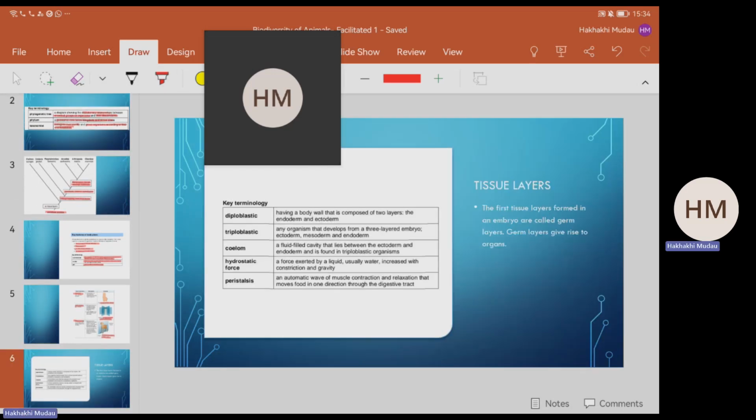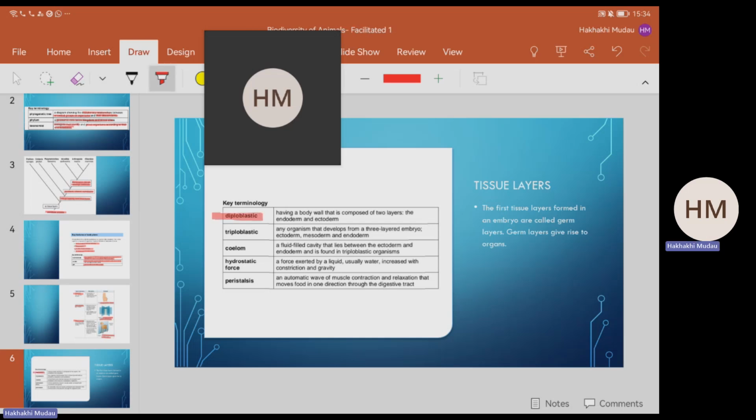And then we want to look at tissue layers. The tissue layers that develop from an embryo are called germ layers, right? And germ layers are the ones that give rise to the organs. Once an organism has two germ layers, for example an ectoderm and an endoderm, we refer to that organism as diploblastic.